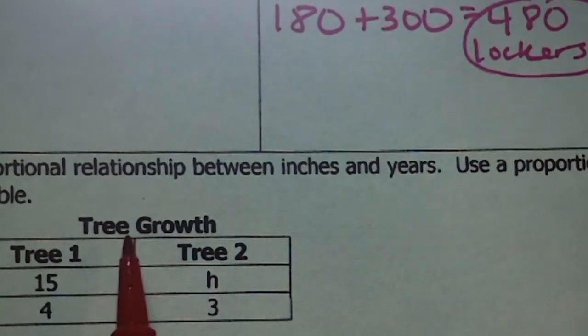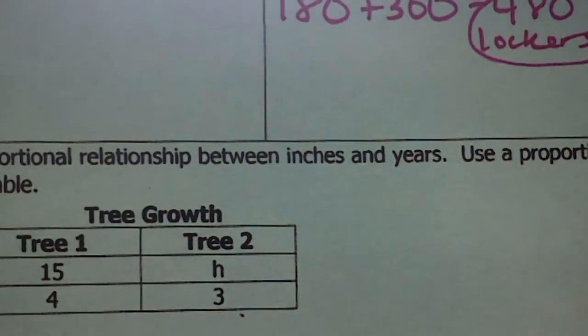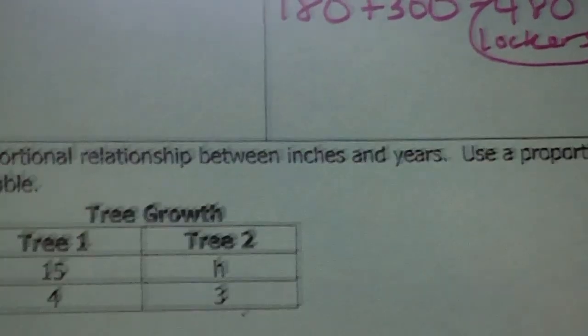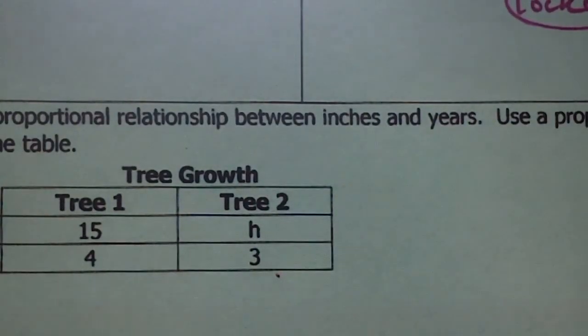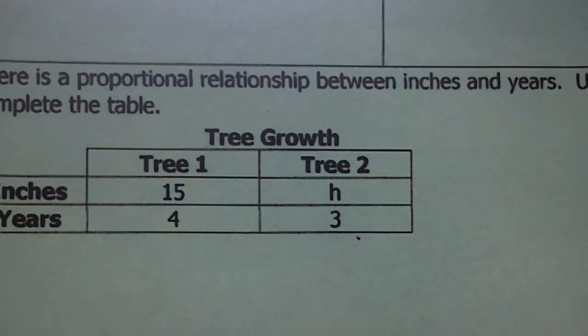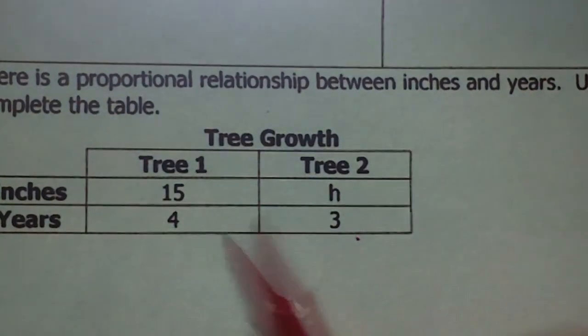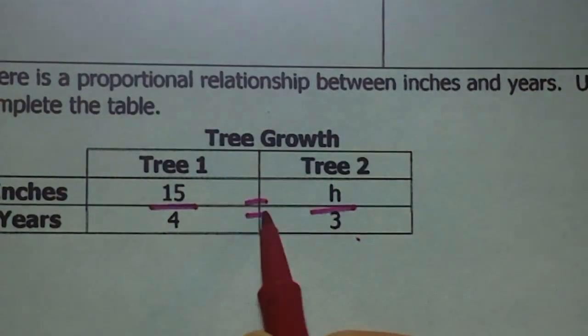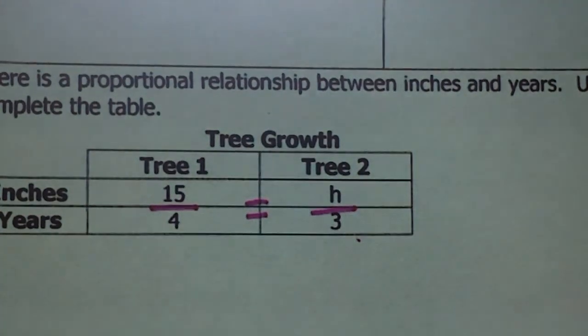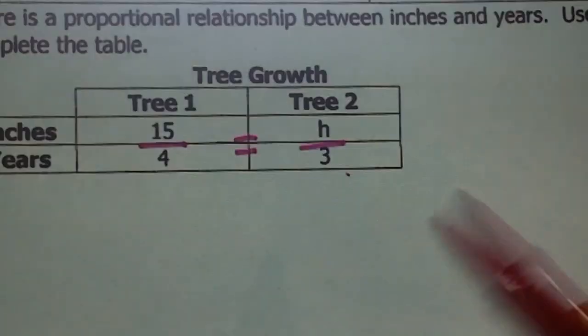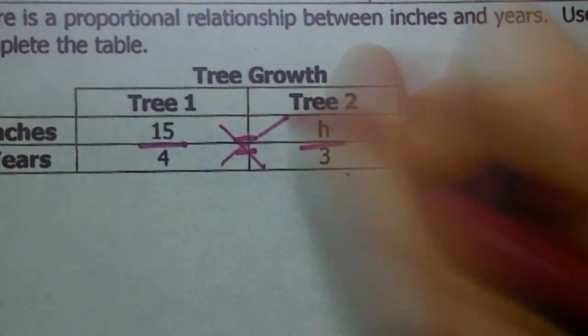And here we go. We have tree growth. There's tree number 1, tree number 2, inches, years, and it says there is a proportional relationship between inches and years. Use a proportion to complete the table. So completing the table means find out what H is because that's missing. What's really nice about tables when you're trying to set these up is that this tells me 15 inches in 4 years. H inches in 3 years. Tables are set up beautifully for you. So all we need to do is cross products property.